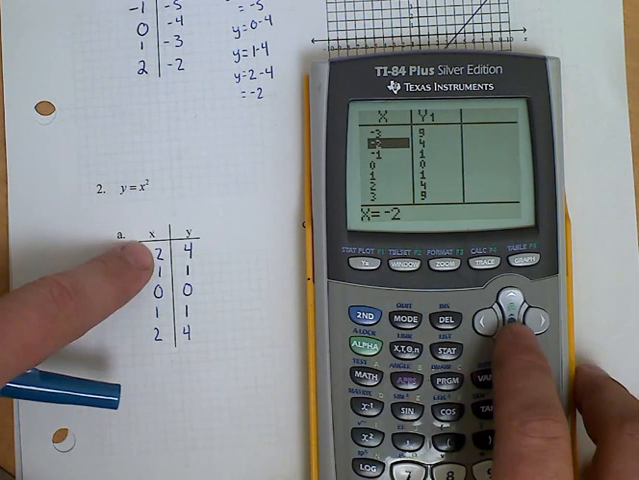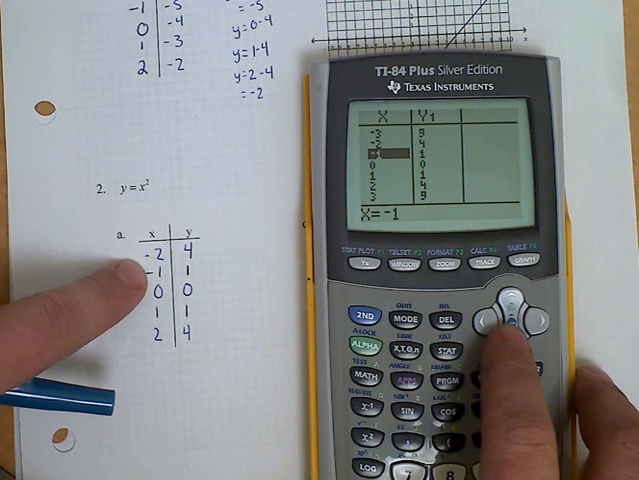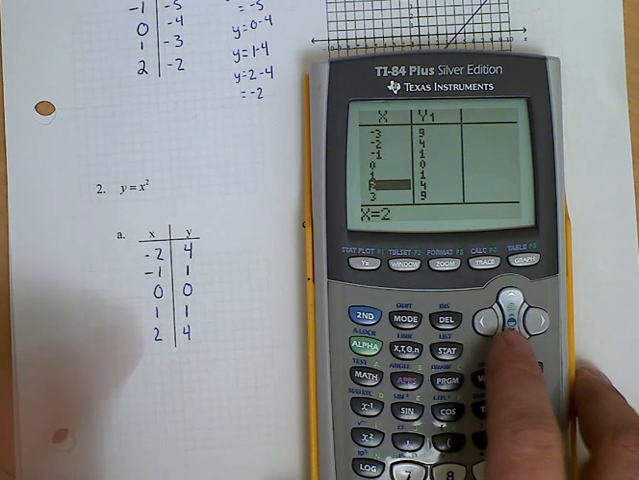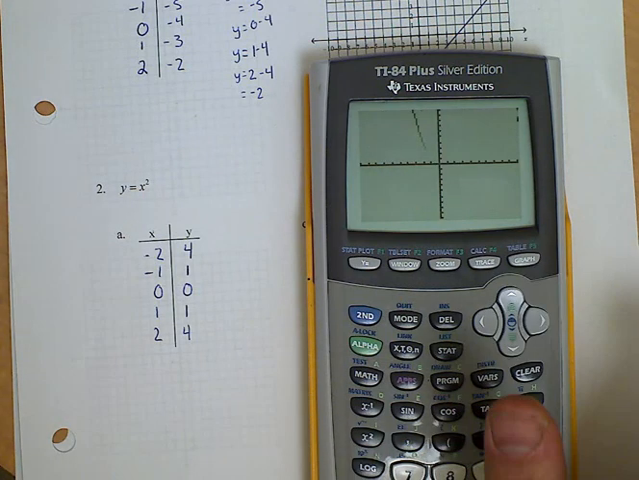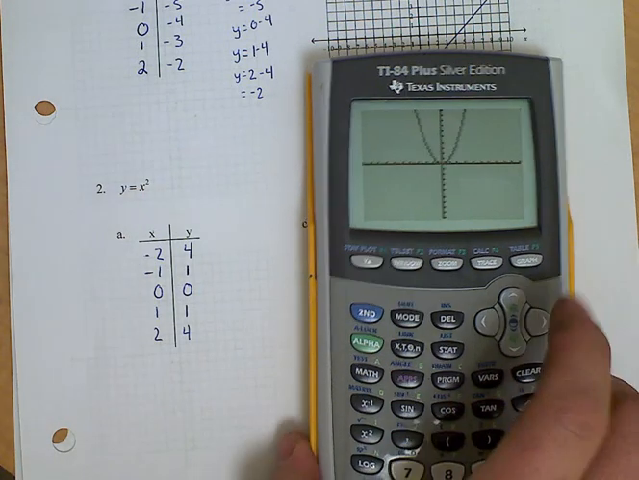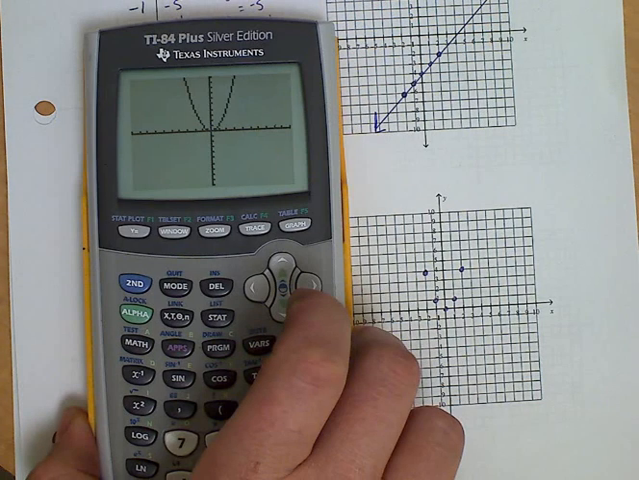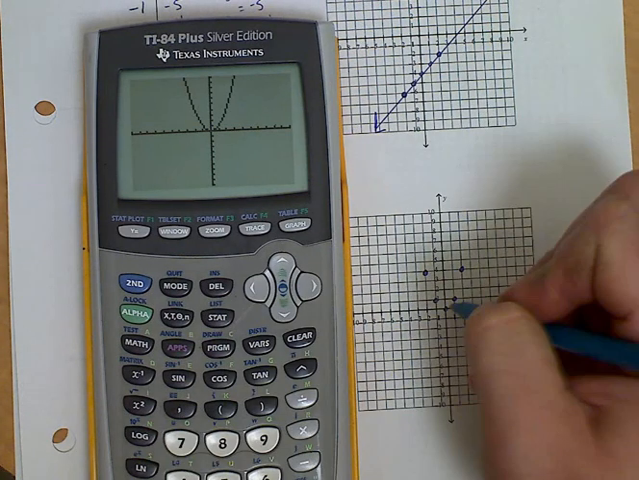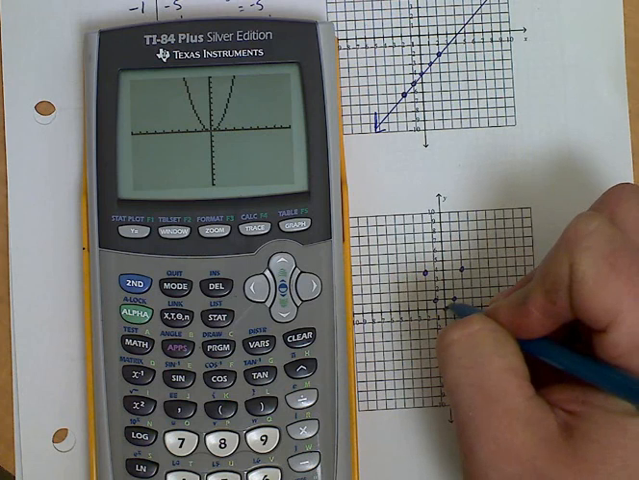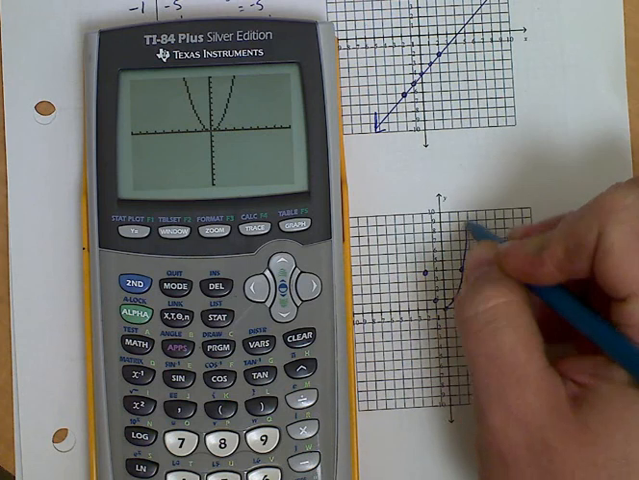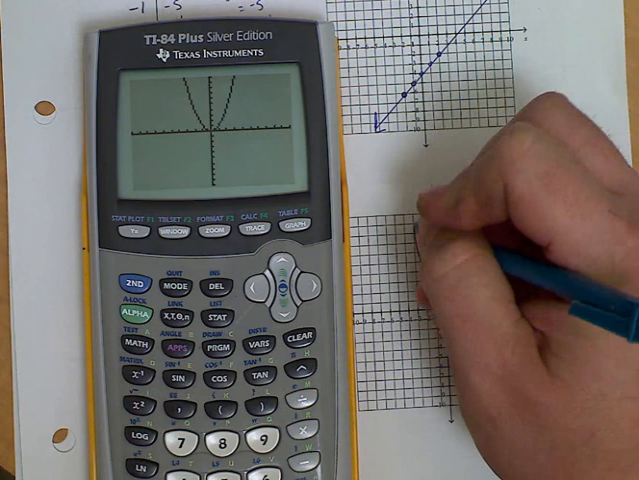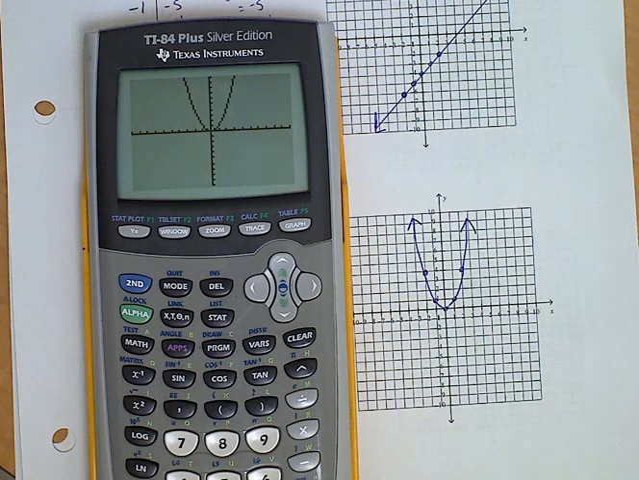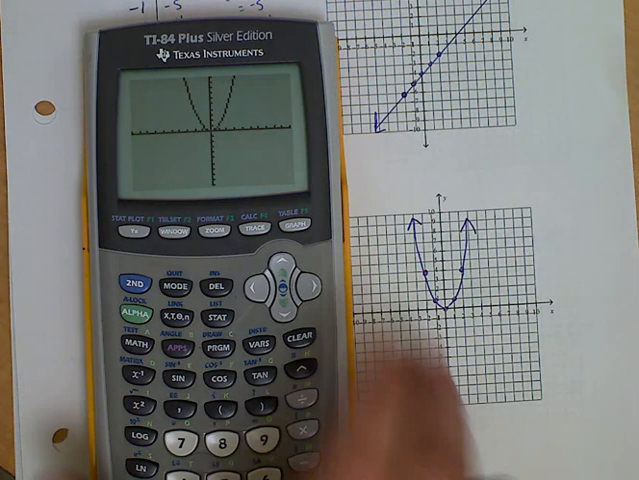-2 and 4. -1 and 1. 0 and 0. 1 and 1. 2 and 4. Great. Now what does my graph look like? Let's hit graph. Okay, look at that, there's a parabola. Alright, so now I know how to draw it. So these aren't actually straight lines, and we'll see more examples of this. These are actually curved. They curve a little bit right here, and then they curve up. Okay, so I checked it, I'm all good.